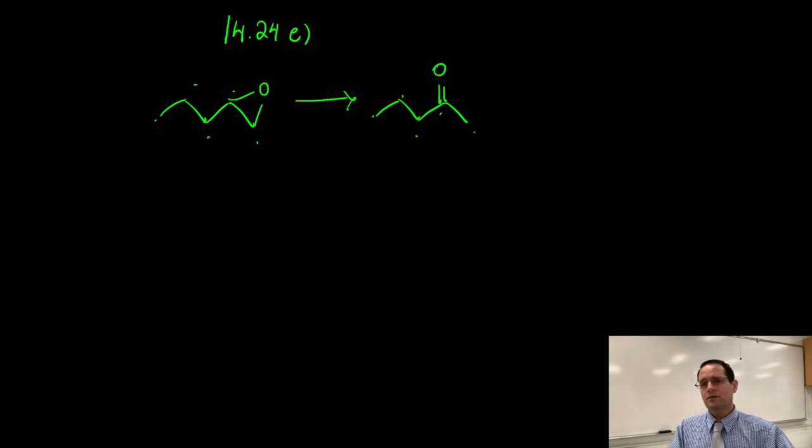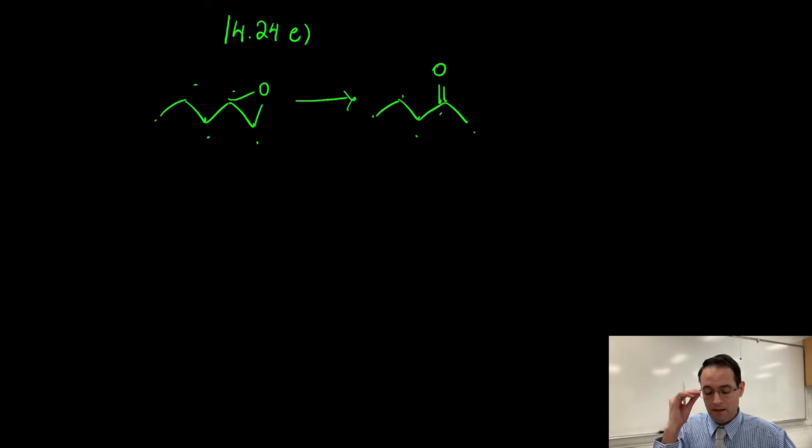In this problem, we want to look at the carbon skeleton. 1, 2, 3, 4, 5 carbons. 1, 2, 3, 4. So there's no change in the carbon skeleton. There is a change in the functional group. We're going from an epoxide to this ketone. Whoa, that's tremendously different, right?